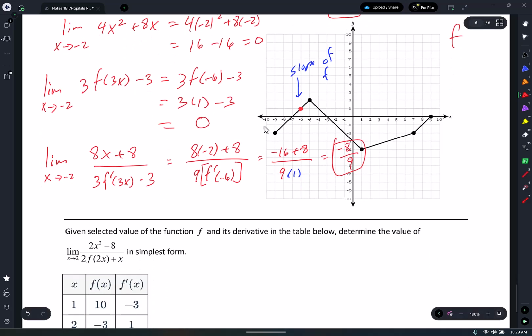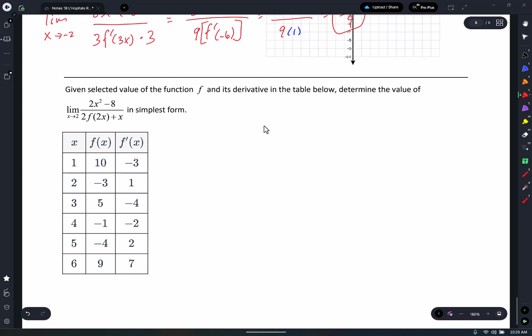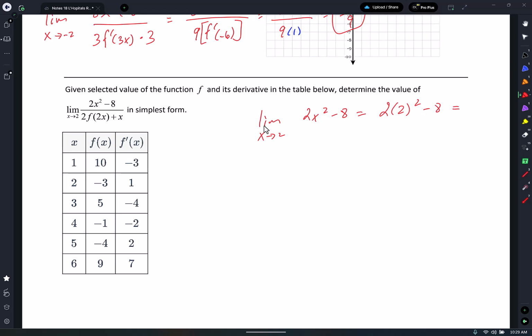All right, guys. Last one. Given selected values of the function f and its derivative in the table below, determine the value in simplest form. Again, limit as x approaches 2 of 2x squared minus 8. Let's see what that is. 2 times 2 squared minus 8. 2 squared is 4, 4 times 2 is 8, 8 minus 8 is 0.